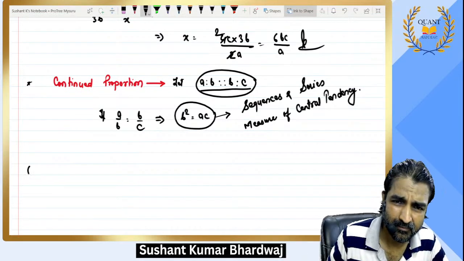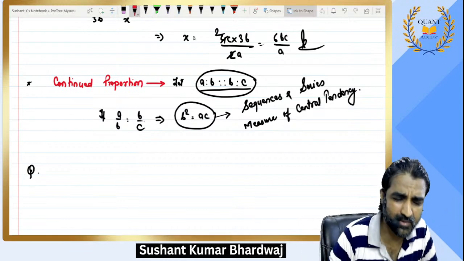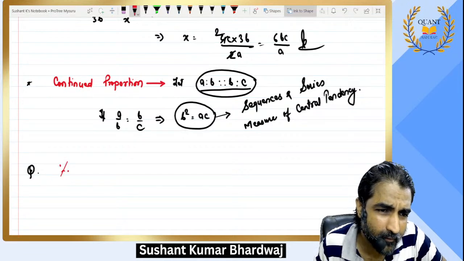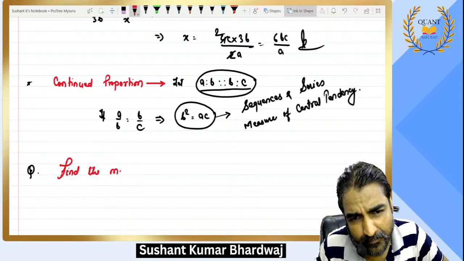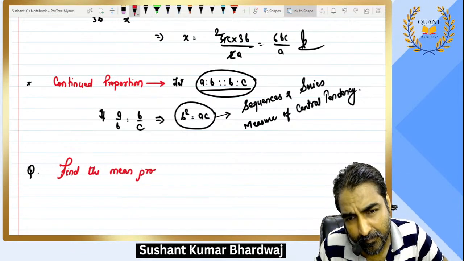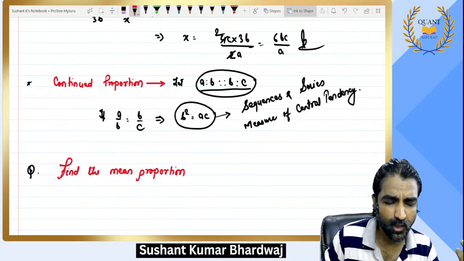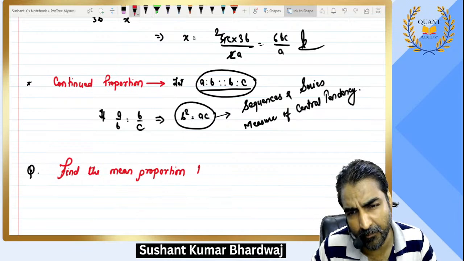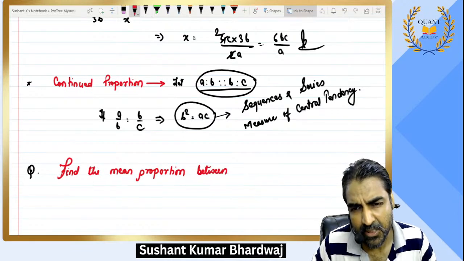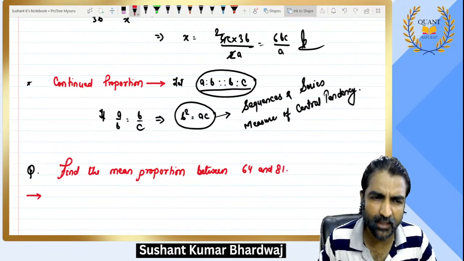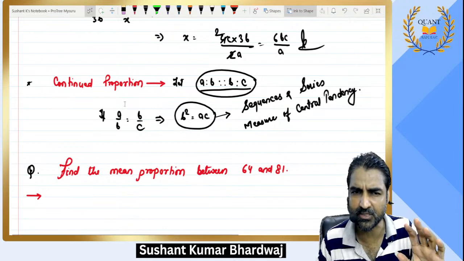Now see, that's a question. Let's discuss a question: find the mean proportion between 64 and 81. Find the mean proportion between 64 and 81. This is our question.